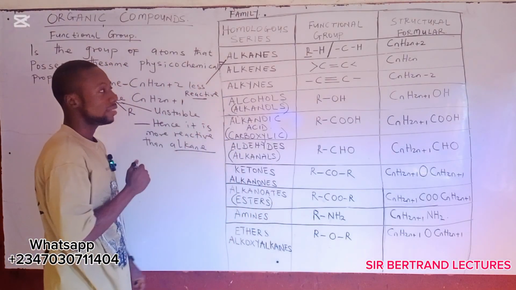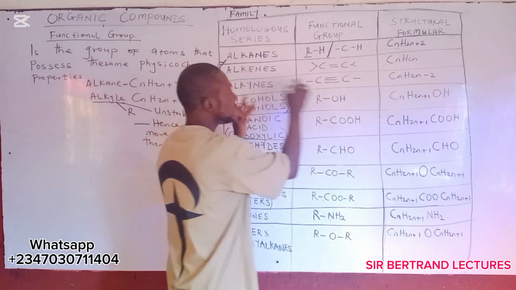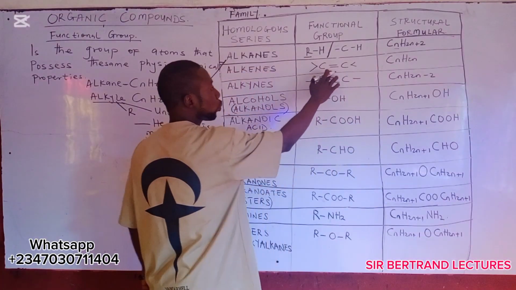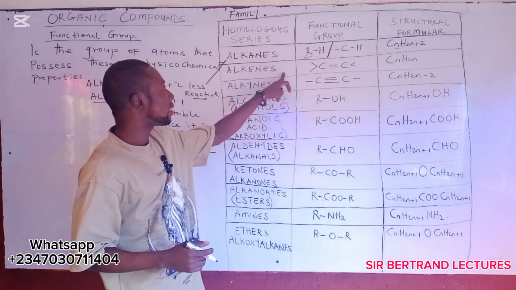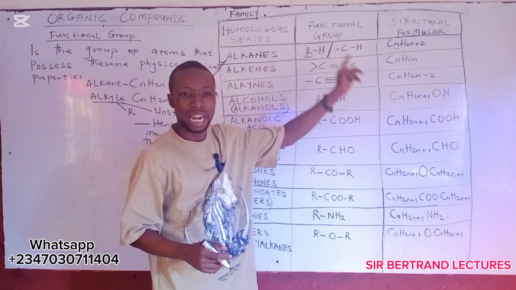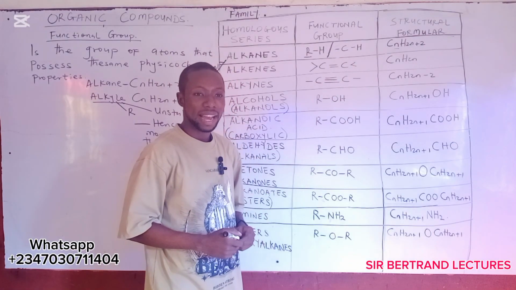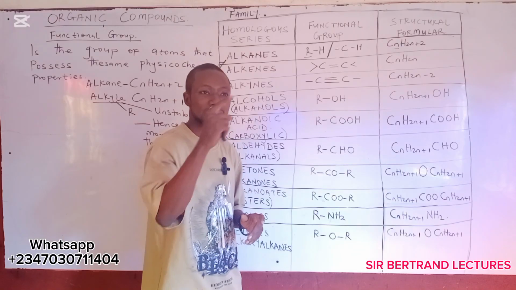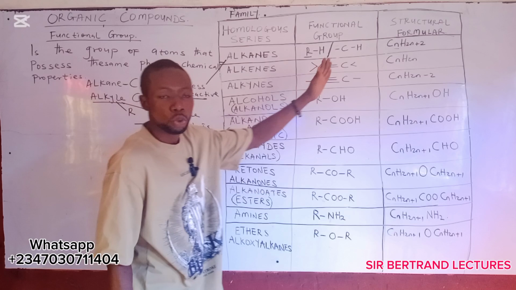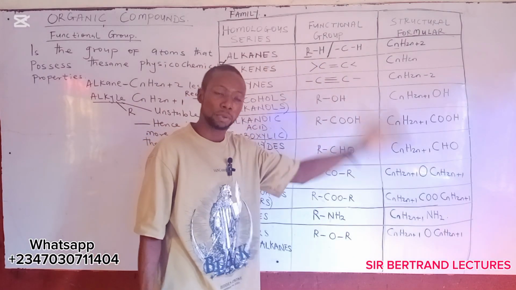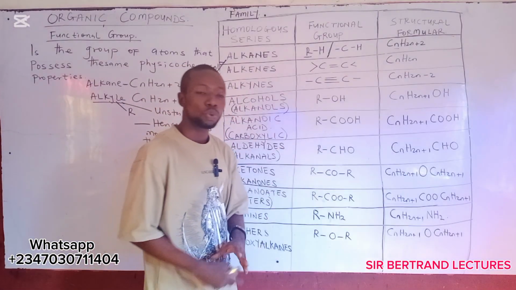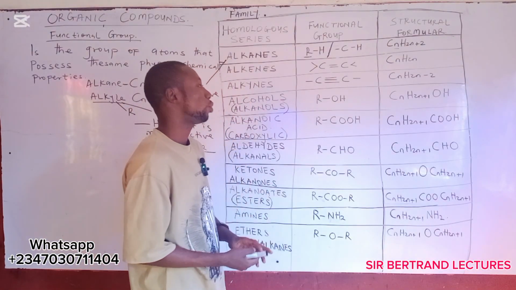Then here is alkenes. Here is the structural formula of alkene. Here is its functional group. The difference between alkenes and alkane is that alkane has a single covalent carbon-carbon bond. Alkanes have a single bond between carbon atoms, while alkenes possess a double covalent carbon-carbon bond. Then here is alkyne, which possesses a triple covalent carbon-carbon bond.